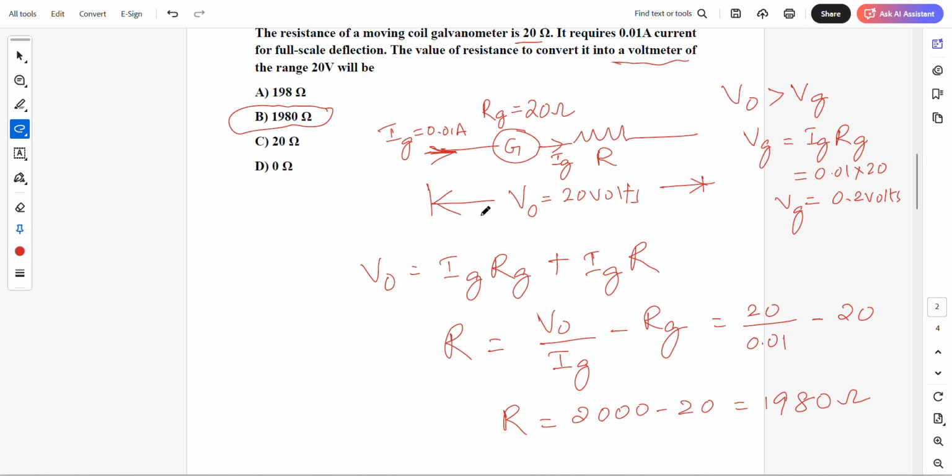This is the total voltage across this galvanometer and the resistor. Directly, if you remember the formula, that is also okay. The unknown resistance they are asking, that is connected in series with the galvanometer, R is equal to V naught by IG minus RG, where RG is the resistance of the galvanometer, V naught is the range of the voltage that has to be calculated, and IG is the current through the galvanometer. Hope you understood. Let's look at the next problem.